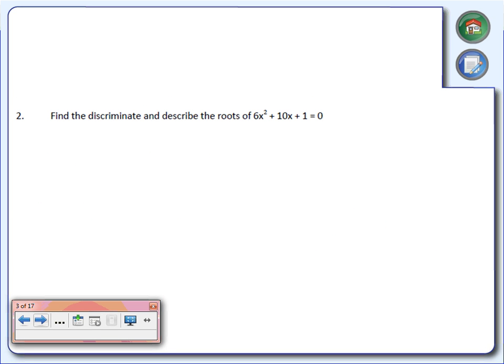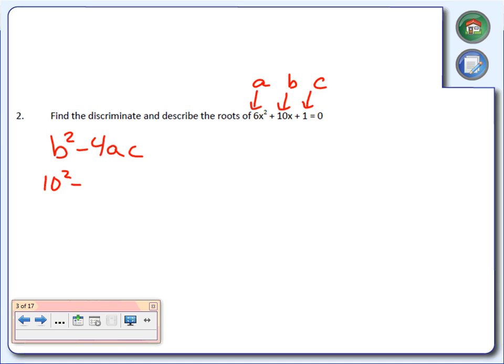All right, let's go on to number 2. Number 2, you were asked to find the discriminant and describe the root. Now, you didn't have to solve the whole thing, guys. All you had to do was find the discriminant, meaning you only had to use this part right here of the quadratic formula, b squared minus 4ac. Let's not forget a is the number in front of the x squared, b is the number in front of the x, and c is our constant. So all I'm going to do is replace a, b, and c with those three numbers. So we should have, let's see, 10 squared minus 4 times 6 times 1.